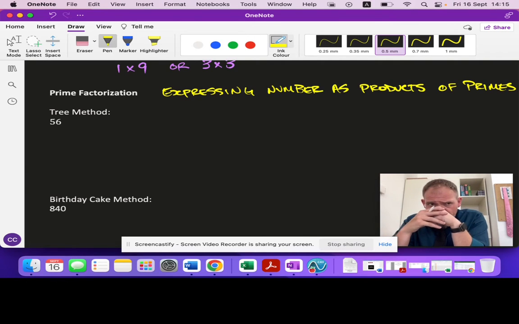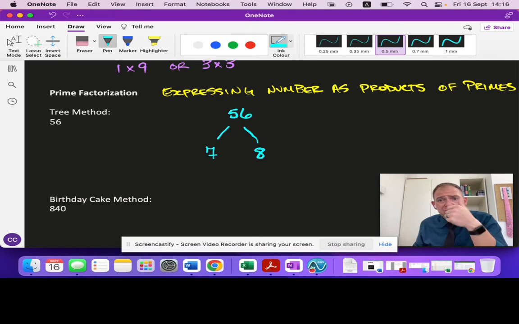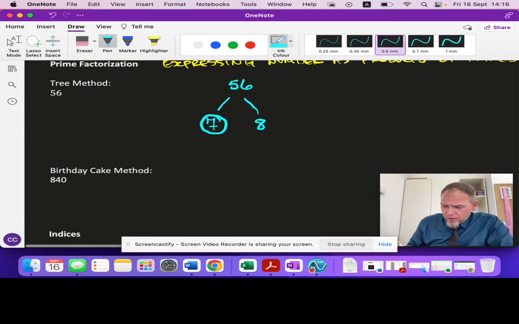That's what product means. So the first method of doing this, and I think this is a method that, when I first learned how to do it, is exactly how I would do it, is called the tree method. I'm going to start dividing by prime numbers, or I can just divide by whatever I want. I happen to know that 56 is 7 times 8. Well, 7's prime, so I'm done there. I'm going to circle it. But 8 isn't prime, so I'm going to divide 8 by a prime number.